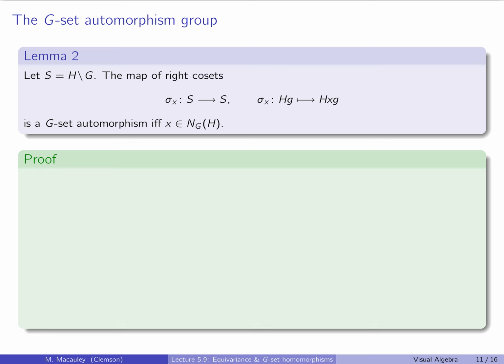Now let's prove the converse. So we're going to prove the reverse direction. That is, we will assume that x is in the normalizer. So let's say that x is in the normalizer.